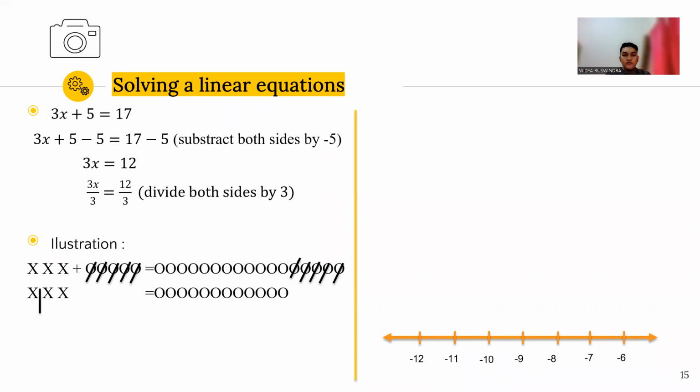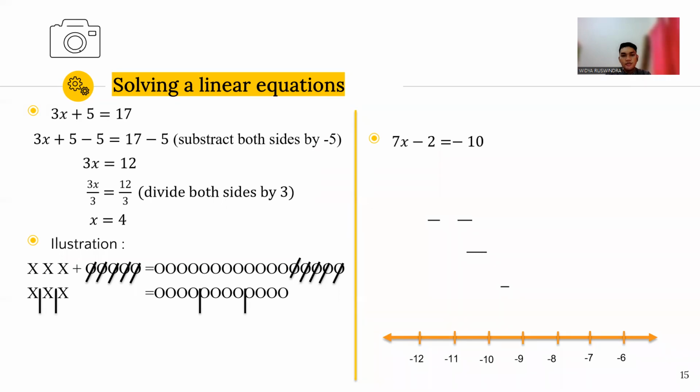In the illustration, this is x equals 12 squares and circles, and we get 3 groups. This is x1, x2, and x3. And the 12, we divide into 3 groups of 4. And we get the x value is 4.